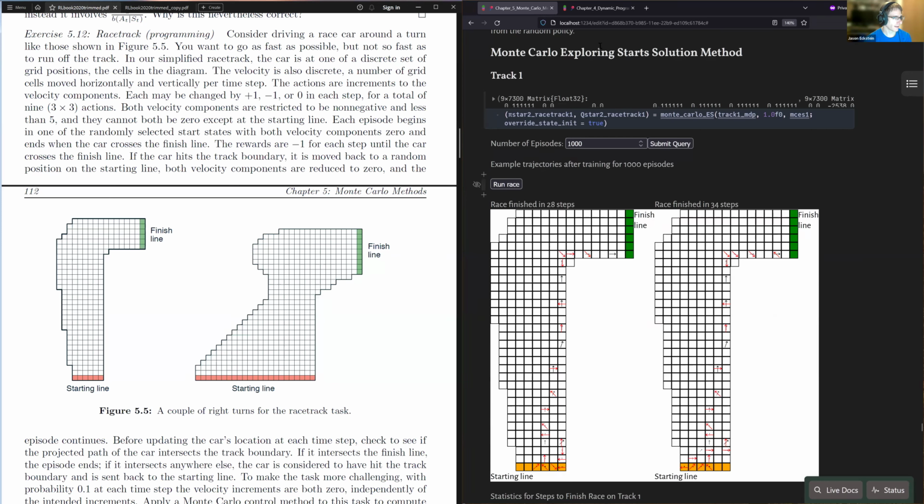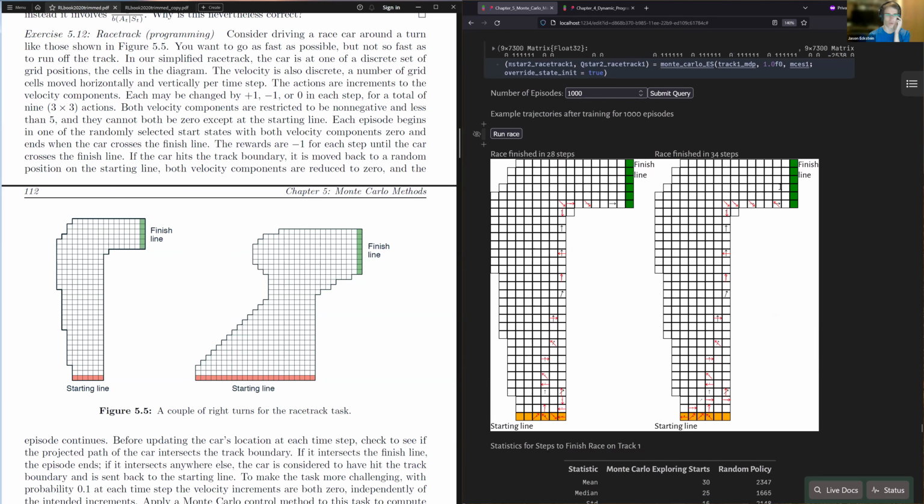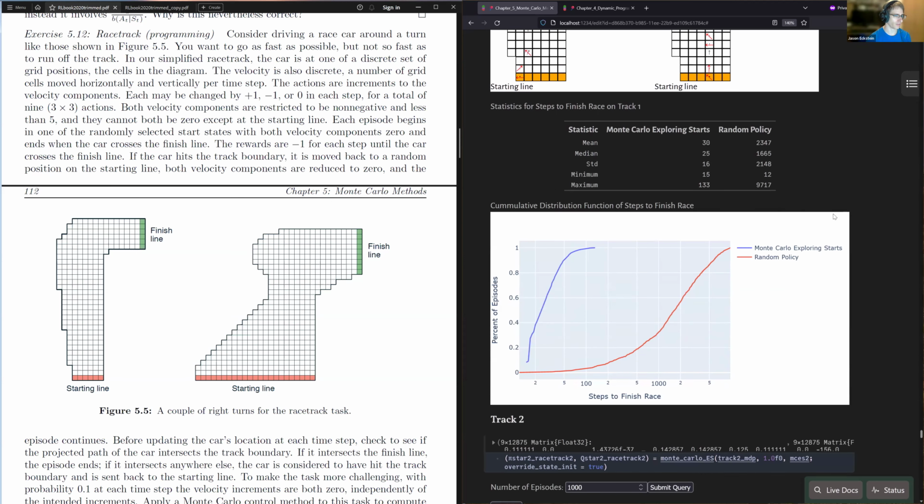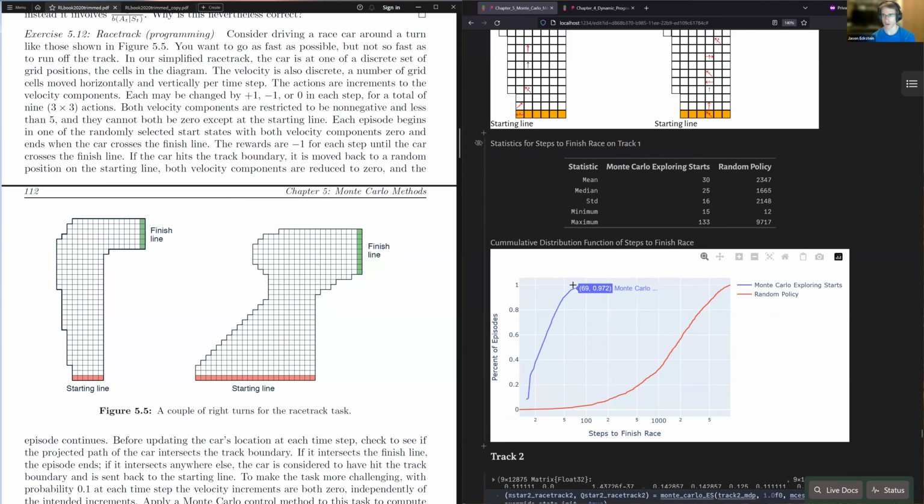So yeah, this is exploring starts, which for this environment, isn't that bad to implement. All you do is just start the car at any random spot with any velocity and have it take any action, and you end up getting a successful solution after 1,000 episodes. So this is the distribution of the policy that it found.